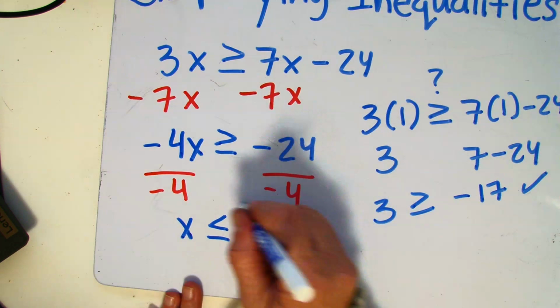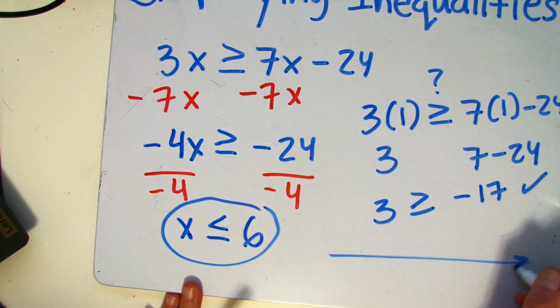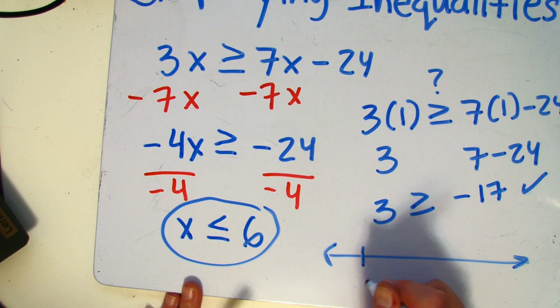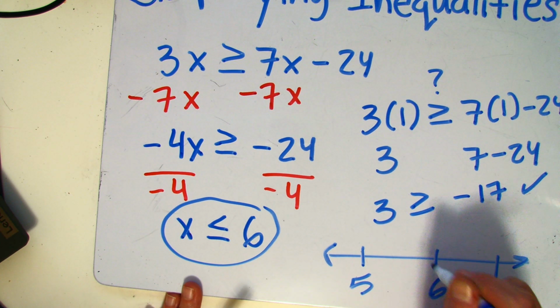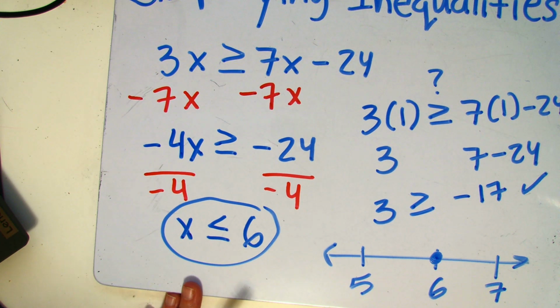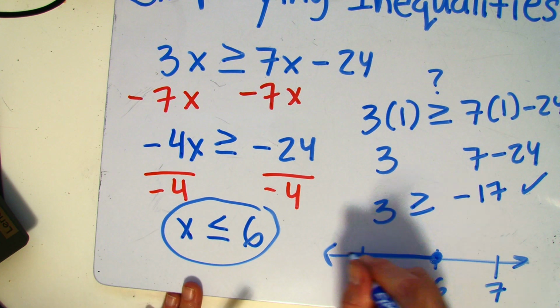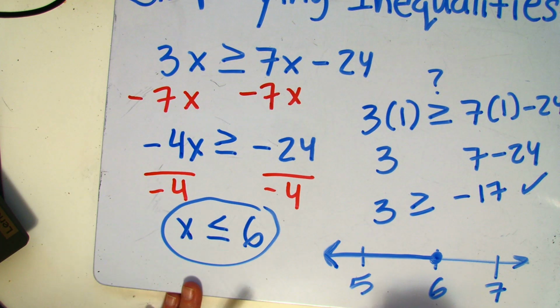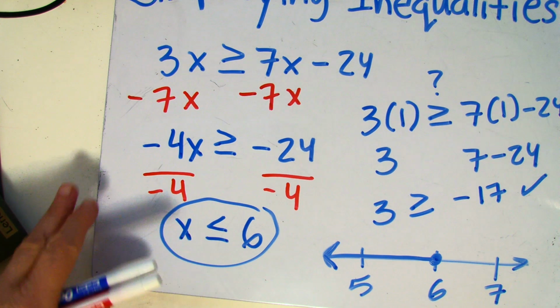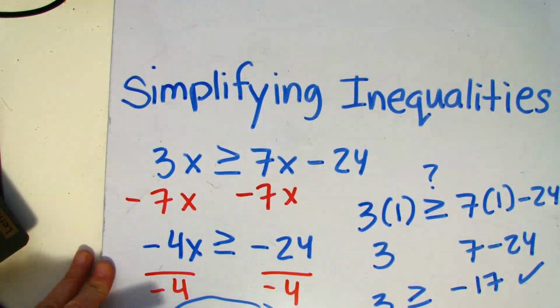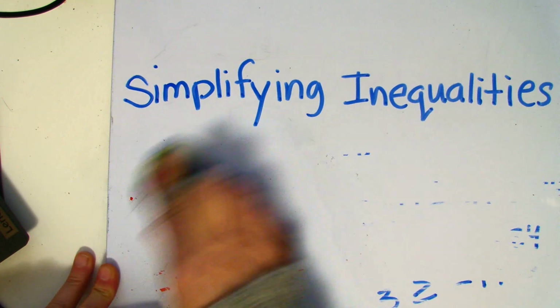So this is my solution, and when I graph it, I'm going to have 5, 6, 7, a closed dot on the 6, and I'm going to darken the line to the left of that number. Any number along this darkened line is a possible solution for this inequality. So that was an example in which we had variables on both sides of the inequality.